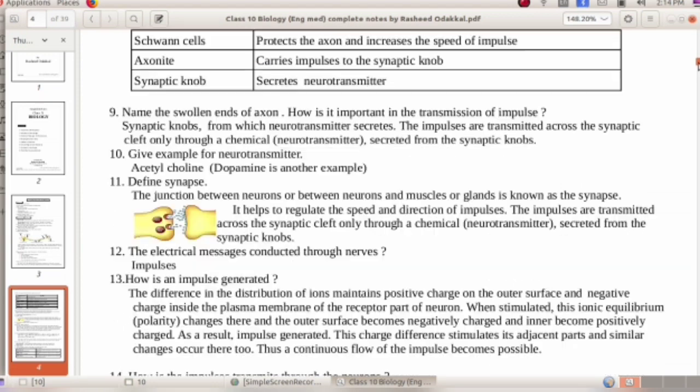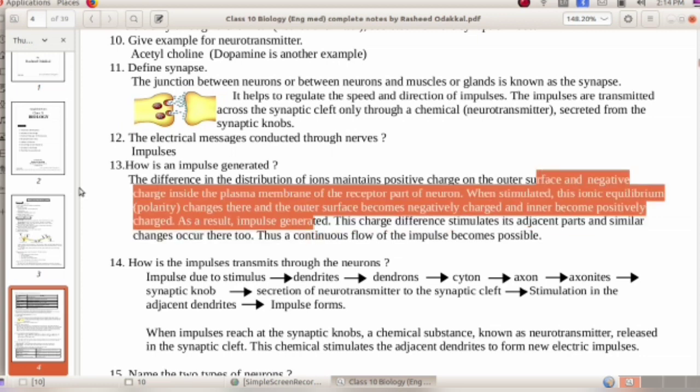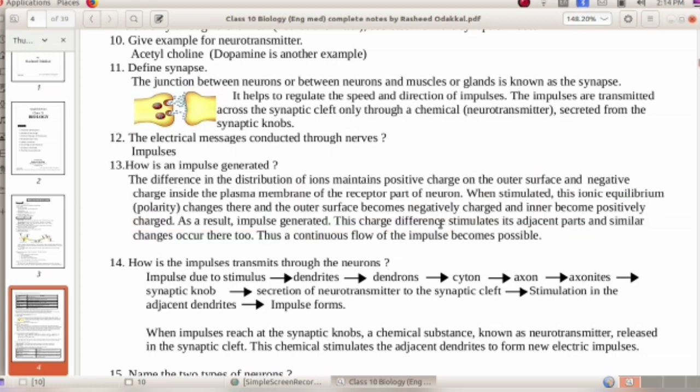Then, how is an impulse generated in a neuron? We already studied that the charge difference in and outside of the plasma membrane maintains the equilibrium, and it helps in the impulse generation. The difference in the distribution of ions maintains positive charge on the outer surface and negative charge inside the plasma membrane of the receptor.